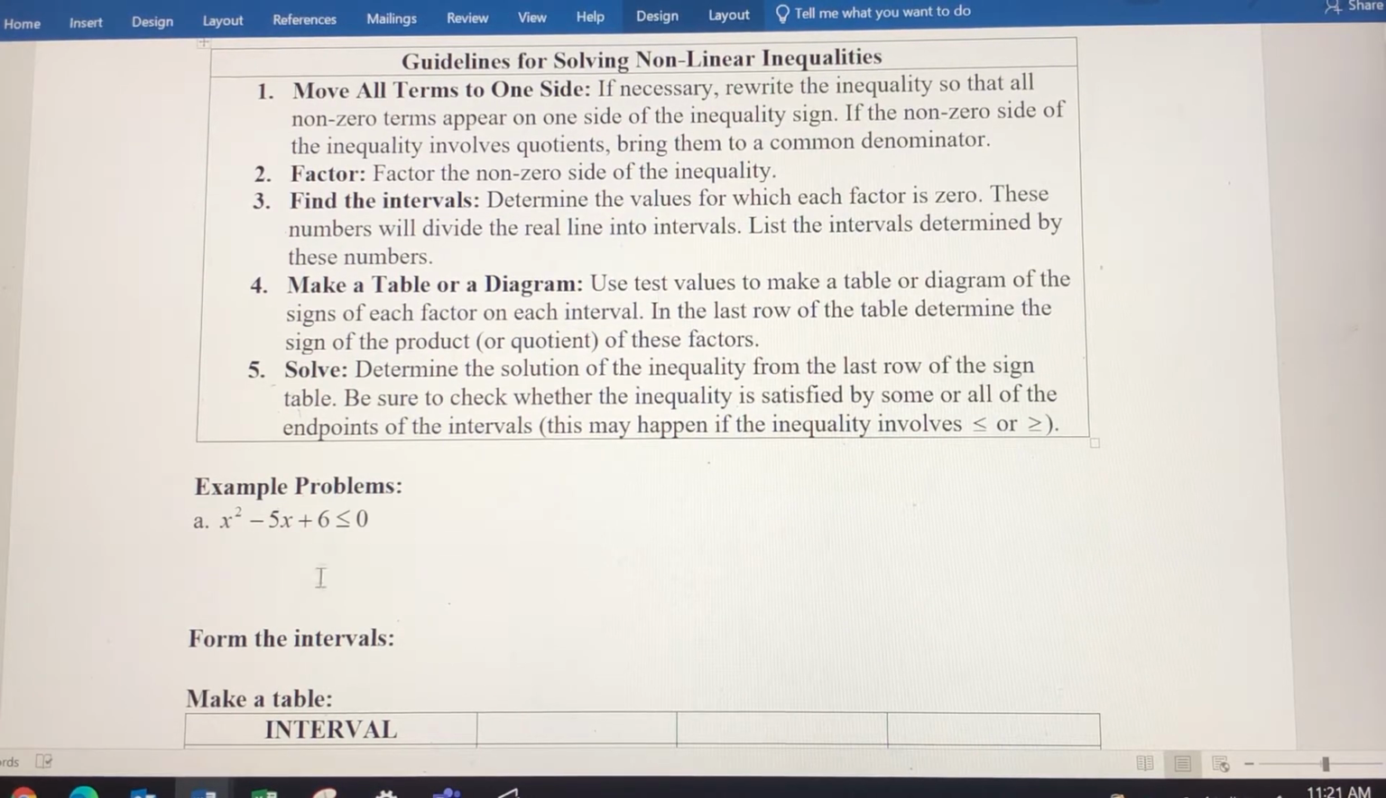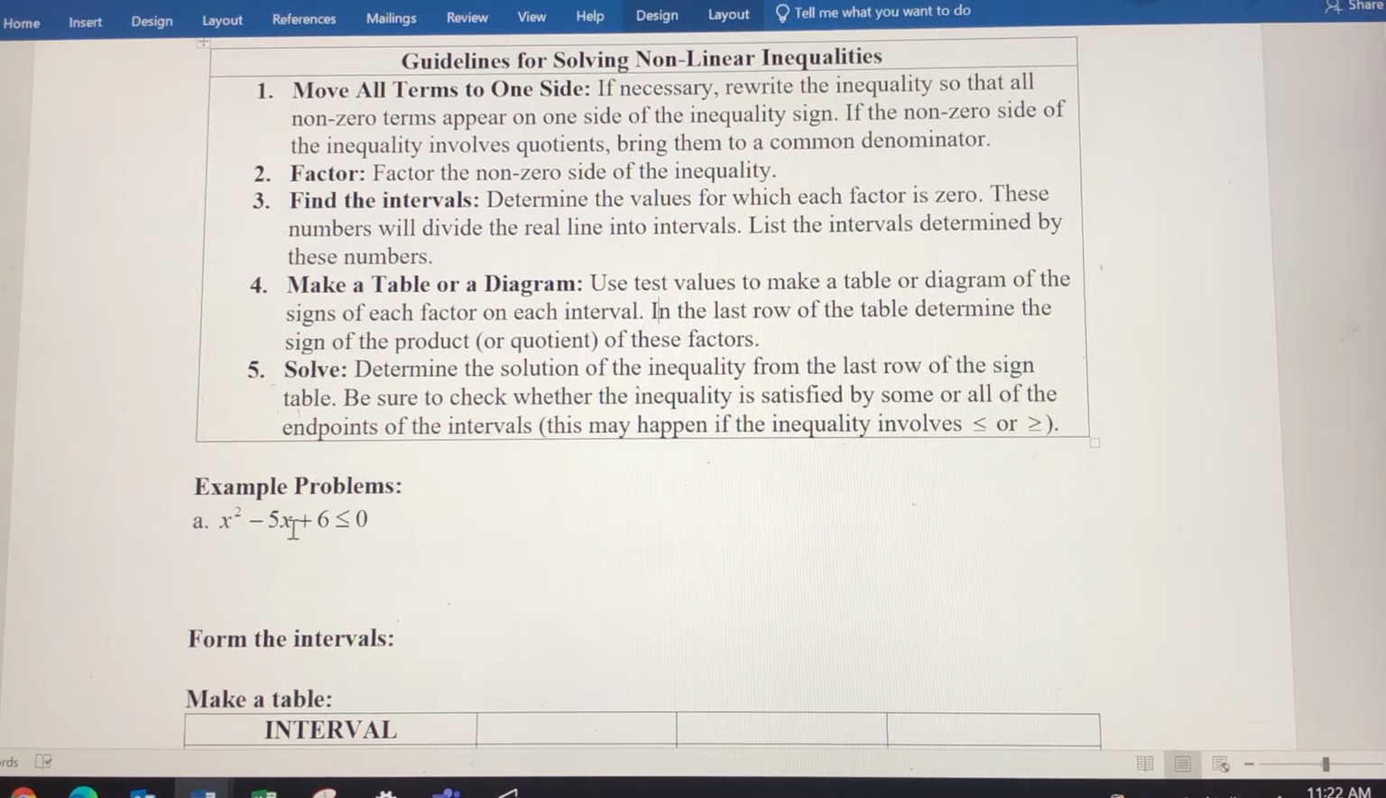All right. In the example problem we're going to work here, we've got a quadratic that is set less than or equal to 0. Okay, so step 1's already done for us. Everything's already on one side. In this case, it's set less than or equal to 0. Okay, this can be factored. So we're going to go ahead and do step 2.